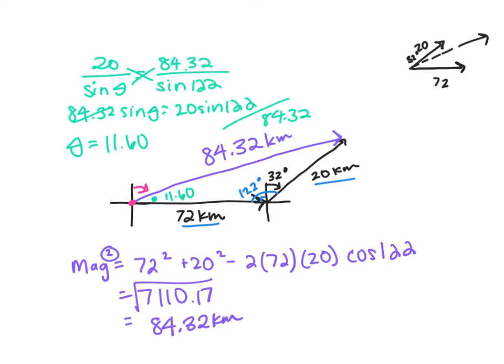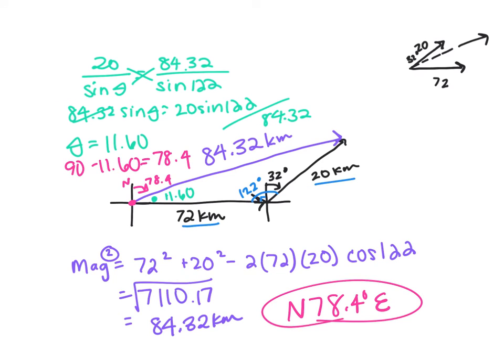So now to get the bearing, again, it's a compass, so it adds up to 90. Just subtract from 90, and we'll do 90 minus 11.60 gives us 78.4. So the bearing of this would be starting from the north, it's going 78.4 to the east. So north, 78.4 degrees east.